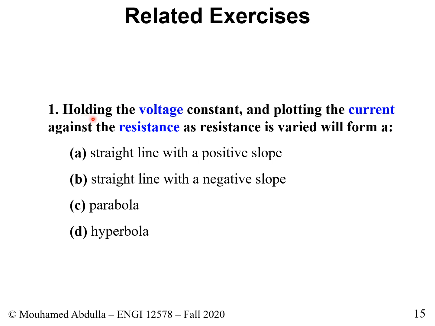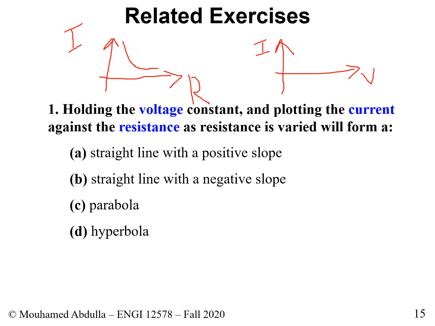So let's read. Holding the voltage constant and plotting the current against the resistance as the resistance is varied will form which one? Just to recap from the lecture, we saw that if you have a relationship like this, where you have the current versus the resistance, you will have such a thing. We also saw that if you have the current versus the voltage, you will have a straight line. And by the way, this is for a fixed voltage, and this is for some fixed resistance. Some fixed resistance R naught, some fixed voltage V naught.